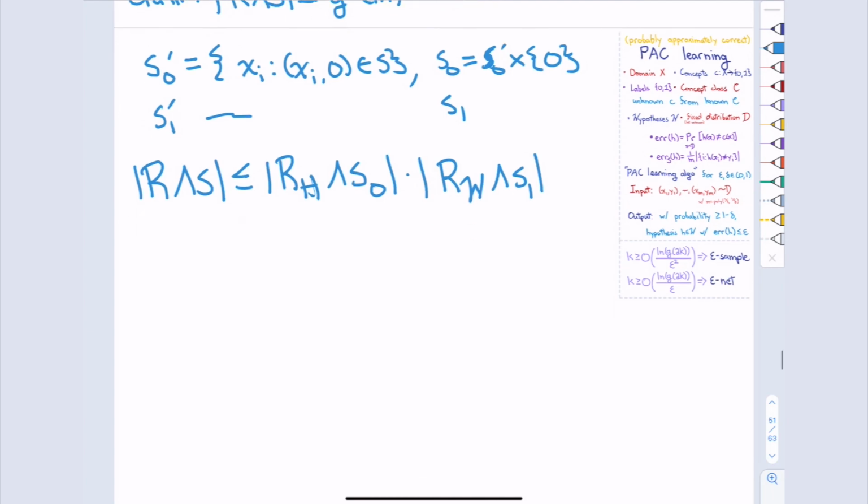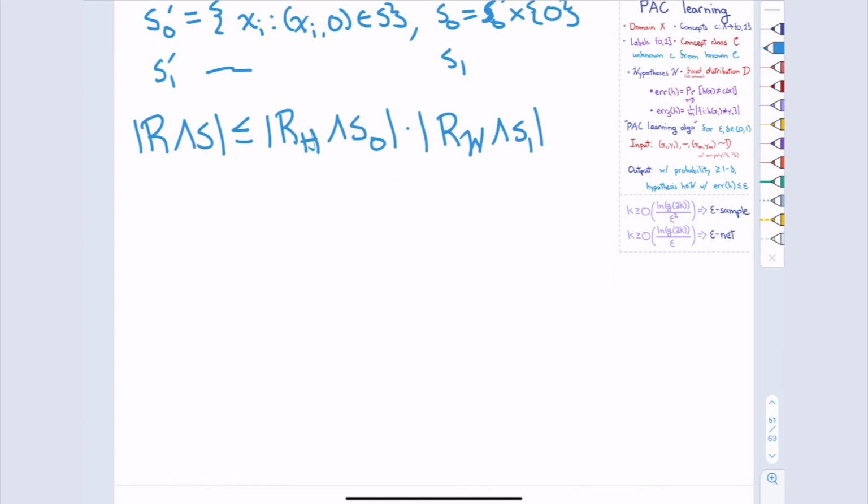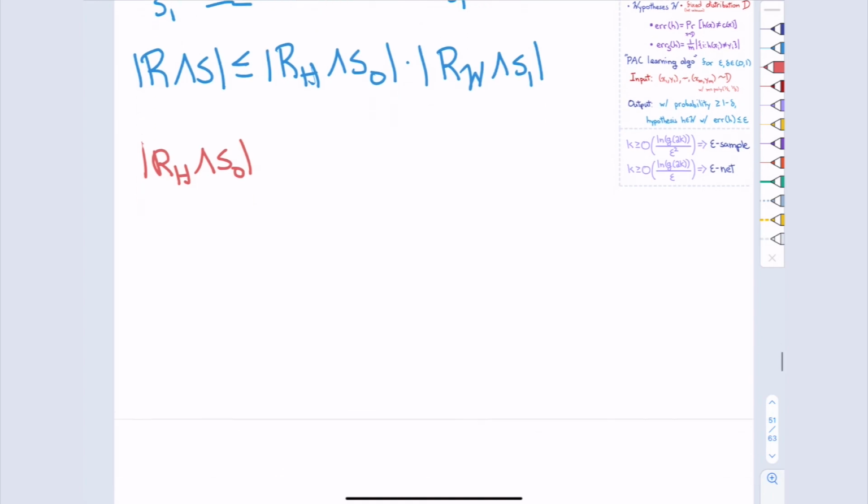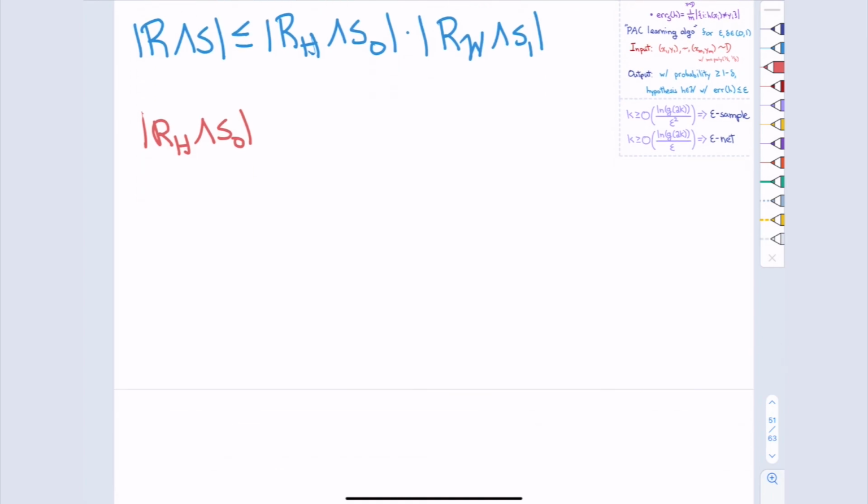So I think all we have to do is bound the number of intersections of R_H with S0, looking at just the 0 layer. S1 will obviously be similar. All right, let me finish. I'm almost done.